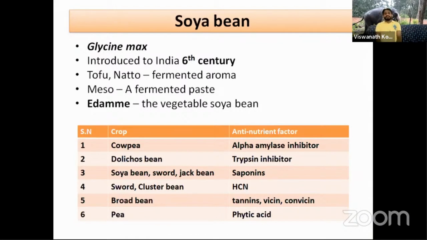Soya bean, sword bean, chalk bean have saponins, sword bean and cluster bean have HCN, broad bean has tannins like vicine and convicine, pea has phytic acid. This phytic acid reacts with the ions, calcium and magnesium ions in our food, and it forms salts so that the calcium and magnesium will not be available for our body. It happens in our stomach.